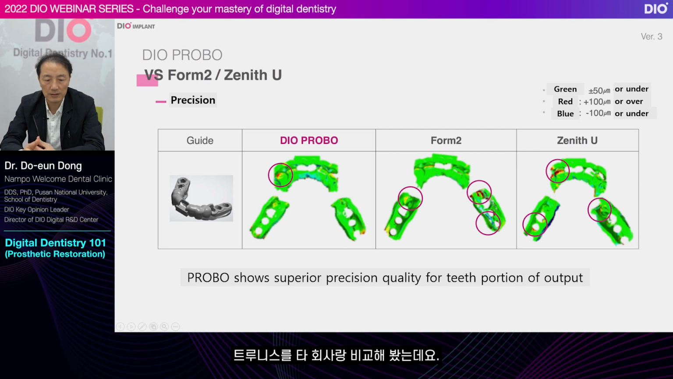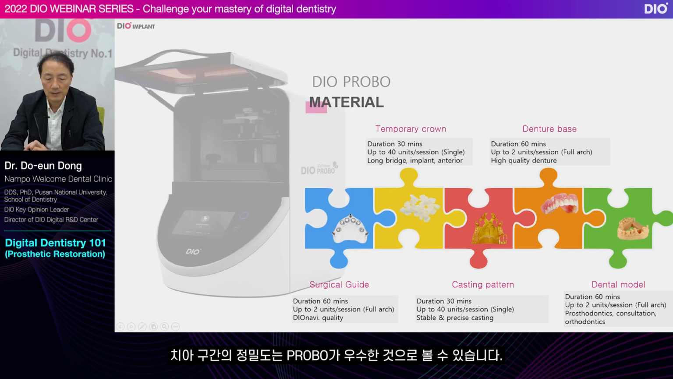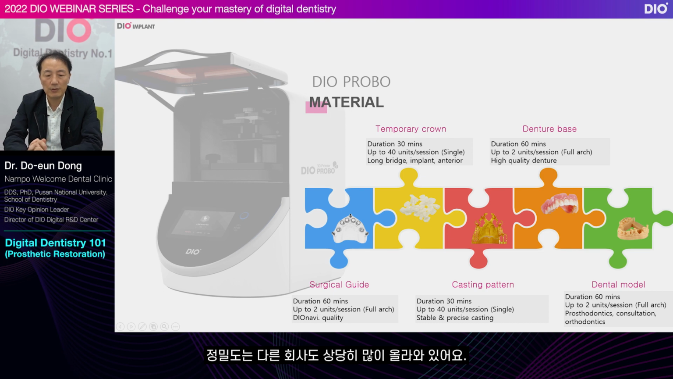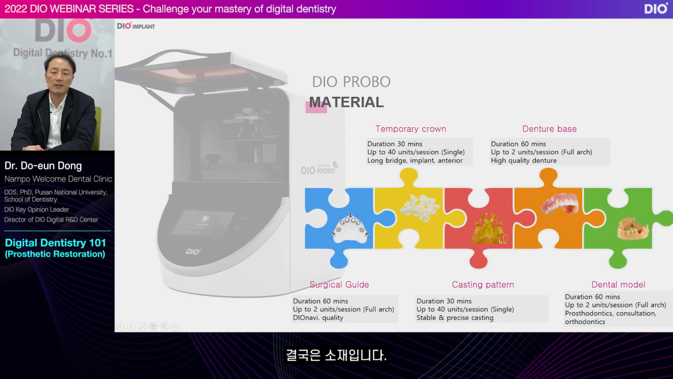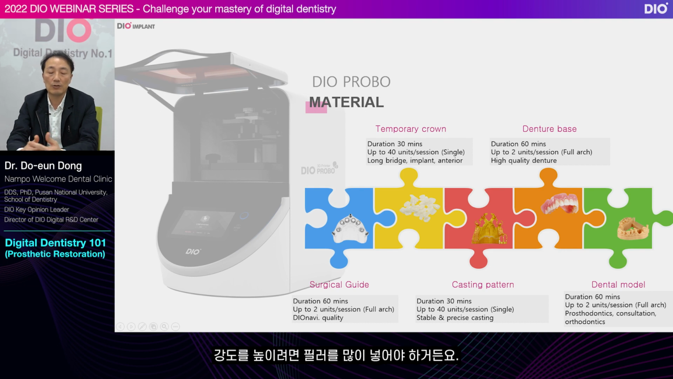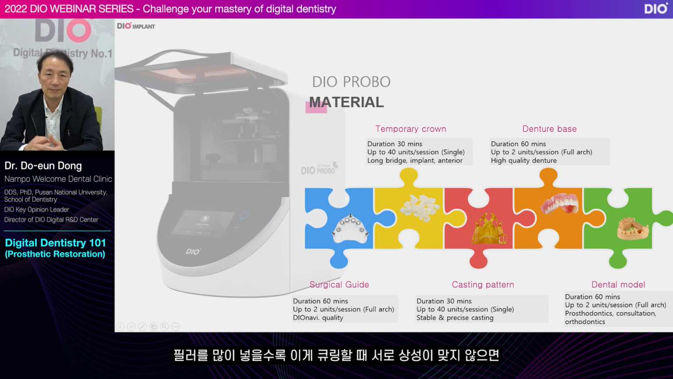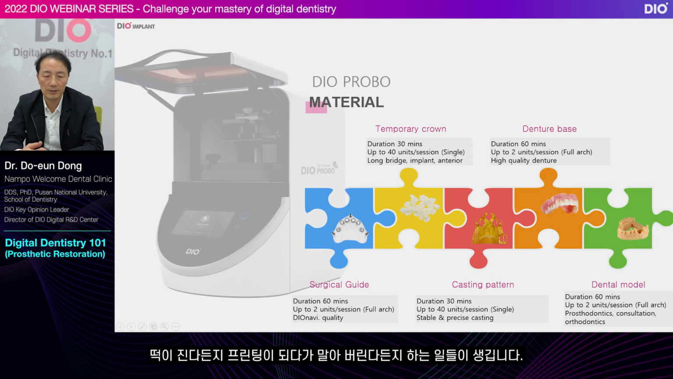I compared trueness with other companies. The precision of the tooth section is higher with Probo. The precision of other companies has improved a lot too, so it comes down to the material. To improve the strength, more fillers need to be added. When more fillers are added and the compatibility during curing doesn't match, then it gets cakey or stops printing in the middle.